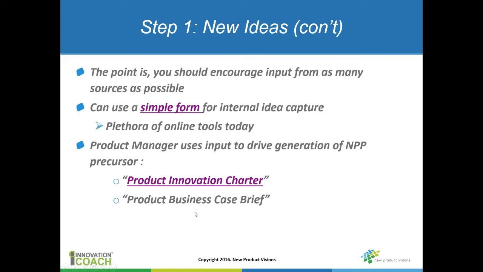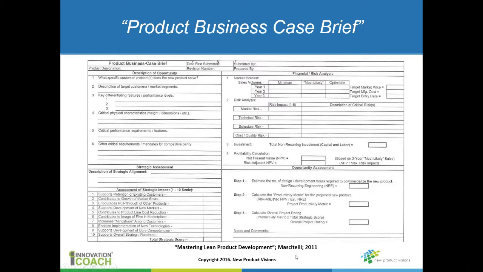Another way is to use this concept of a product business case brief. This is a little more sophisticated than the product innovation charter. I actually like it better just because of that. This comes out of this resource here. It's a little more sophisticated, a little more rigorous. You've got a section for describing the product.